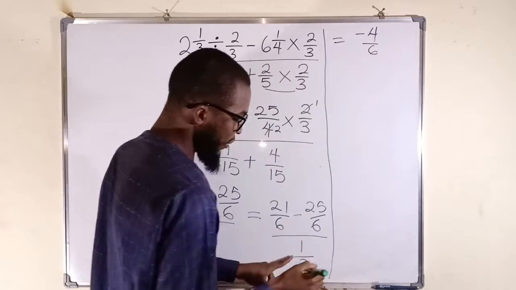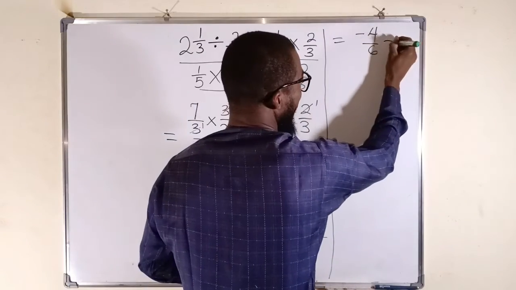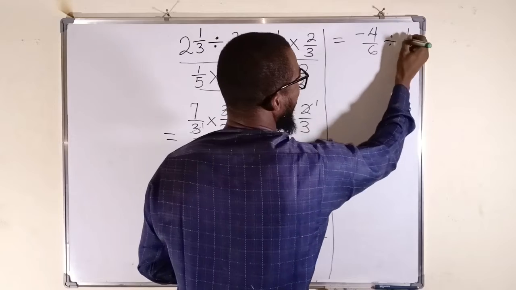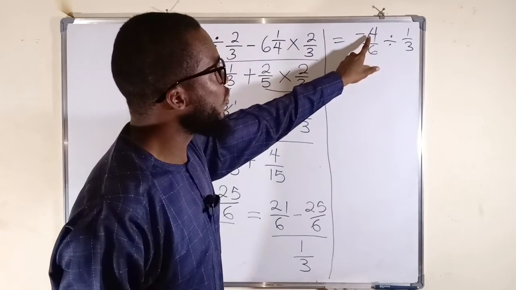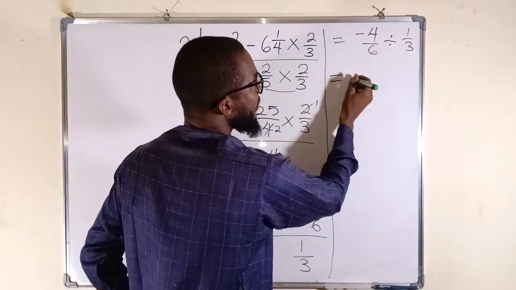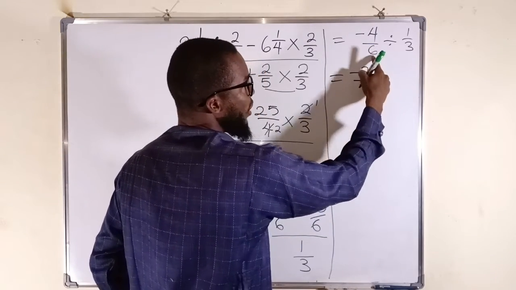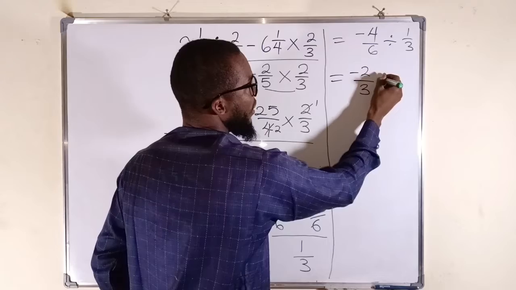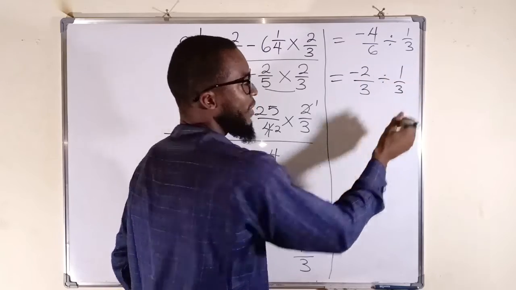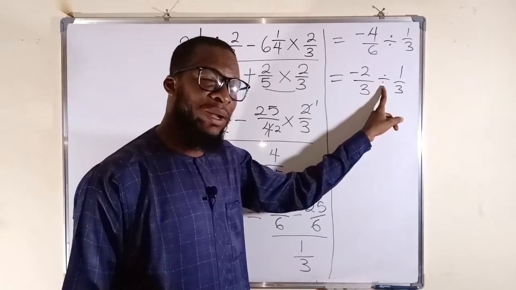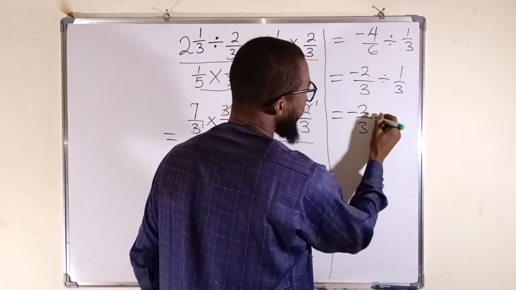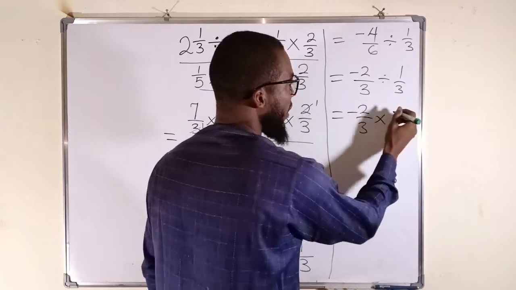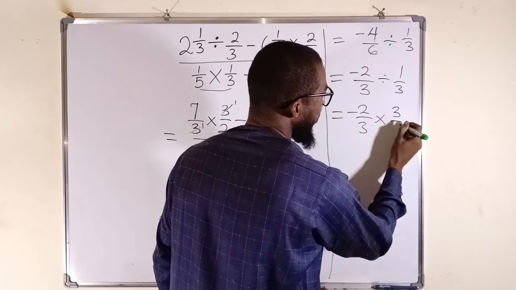Don't forget to divide. We can divide this by 1 divided by 3. This can be reduced to the lowest term because 2 can go into 4 two times, negative 2, and 2 can go into 6 three times. Then you divide by 1 divided by 3. Change this to multiplication. So we have negative 2 divided by 3 multiplied by, then you take the reciprocal, it becomes 3 divided by 1.